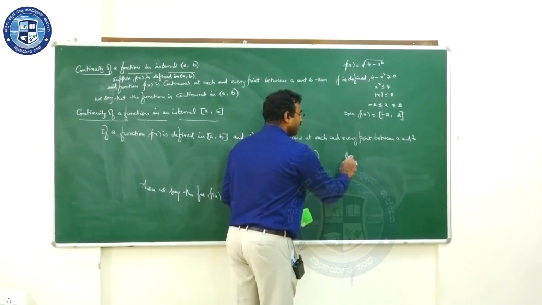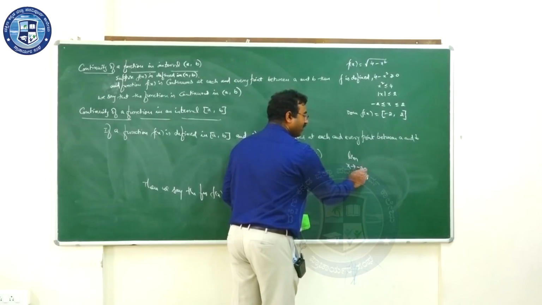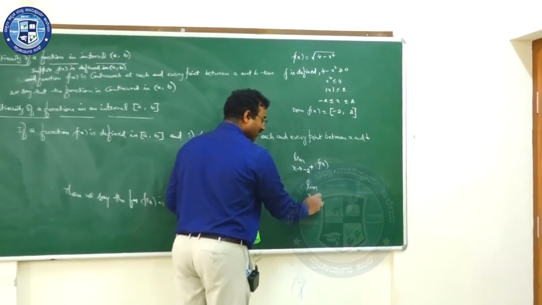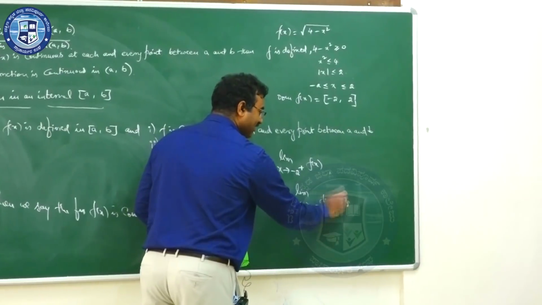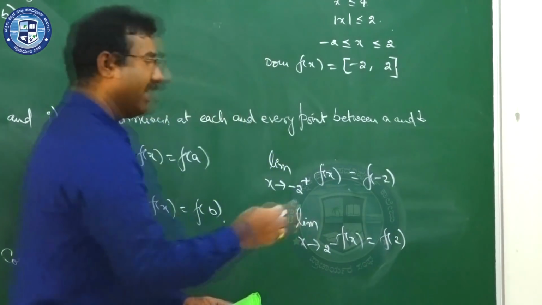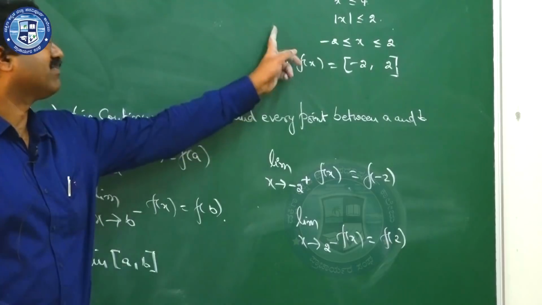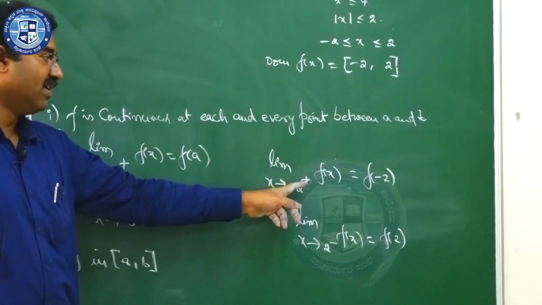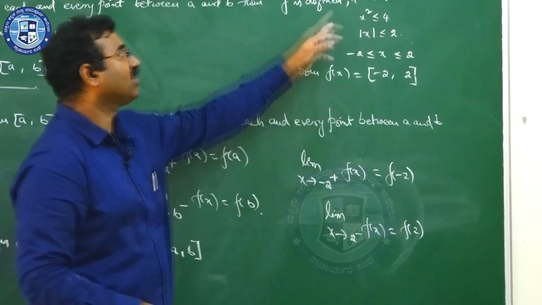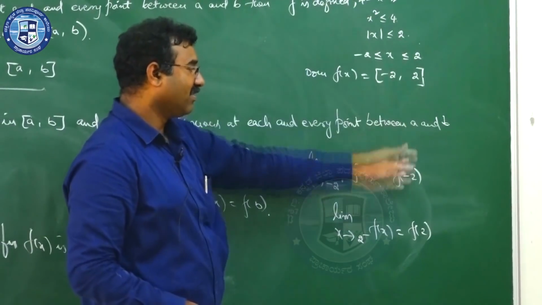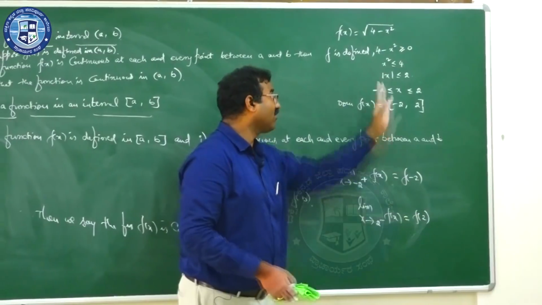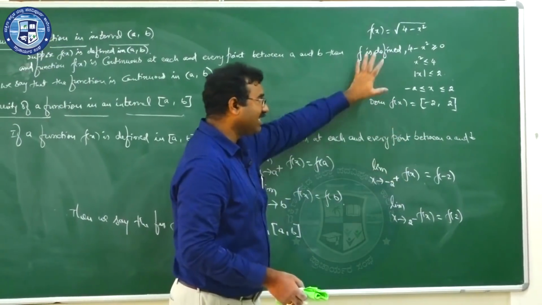That means the limit as x tends to minus 2 plus, you will work here. And what else will you work? The limit as x tends to 2 minus of f(x). Here this function is going to be continuous at minus 2 and plus 2 also. When you take minus 2 plus and 2 minus, in both cases this is continuous. You just substitute minus 2, what happens? You will get 0. The function value f of minus 2 also you will get 0. And at 2 minus, in that case also you will get 0, and f of 2 is also 0. I have just given an example for you.